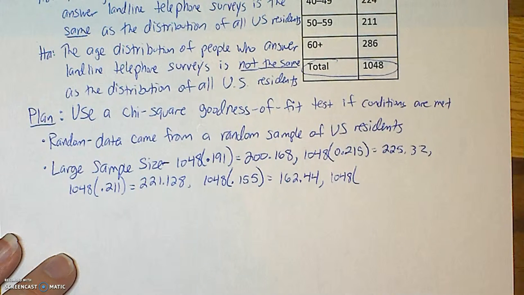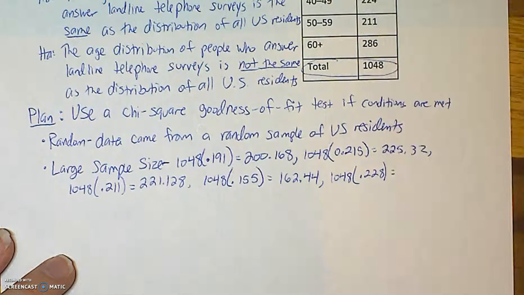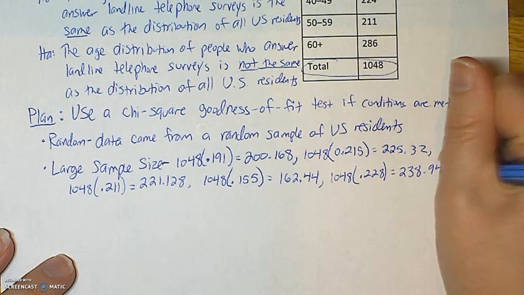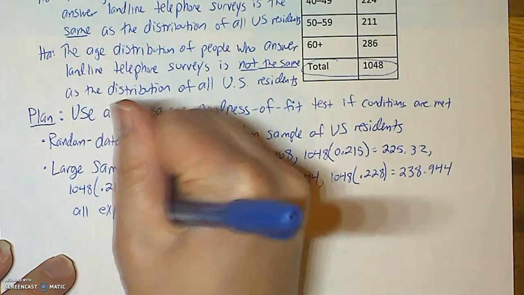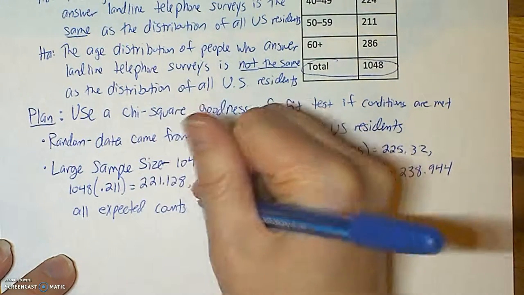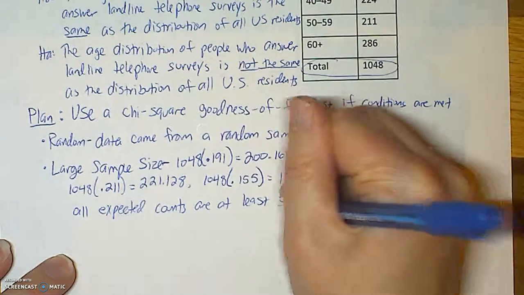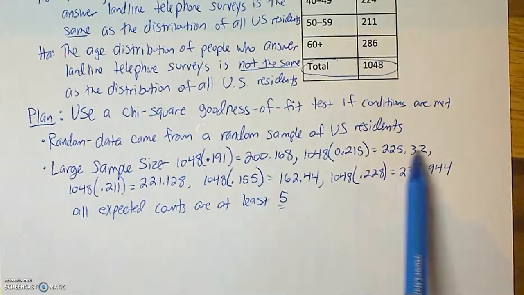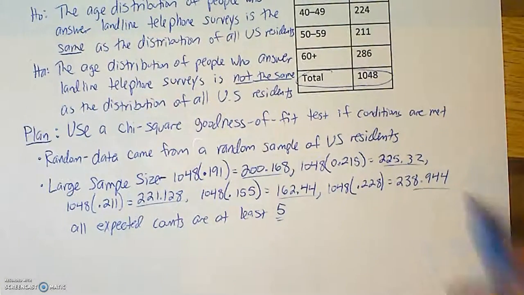1048 times, what percent was that? 22.8, so 0.228. That gives us 238.944. Okay, so all our expected counts are at least 5. So that takes care of that. So these are all of our expected counts. We've got 1, 2, 3, 4, 5.